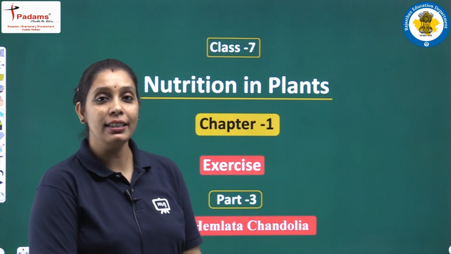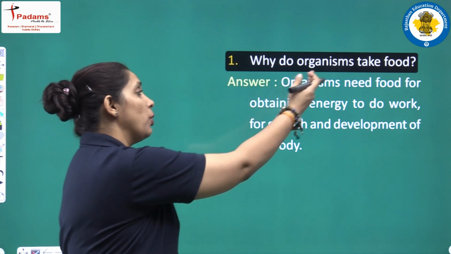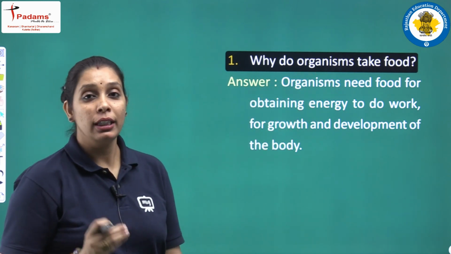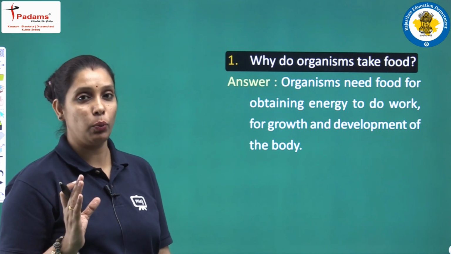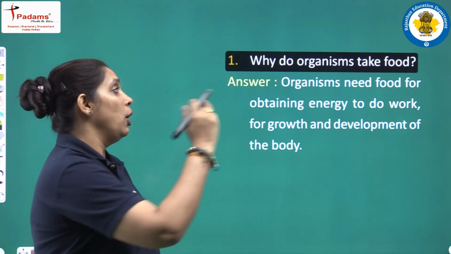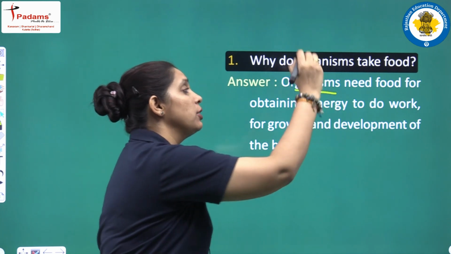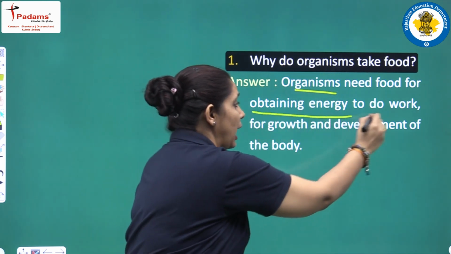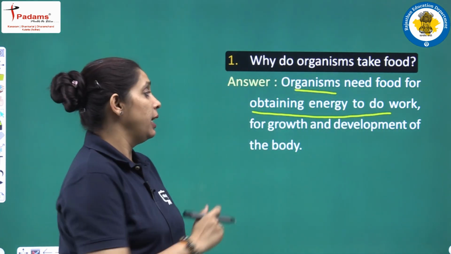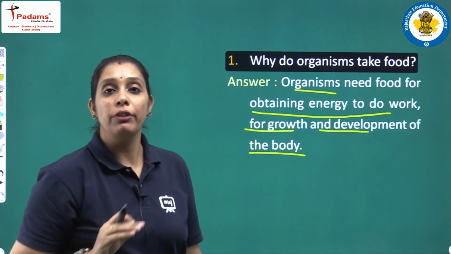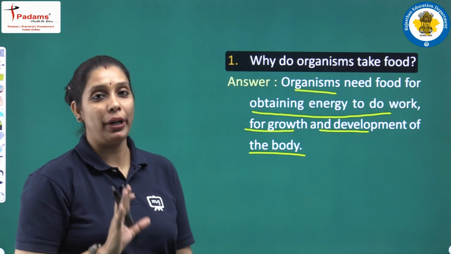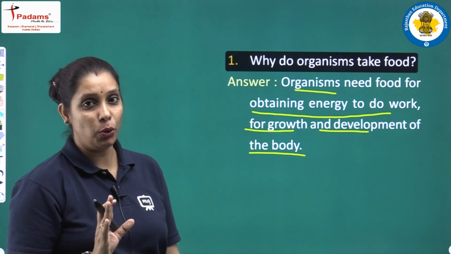Question number 1 is, why do organisms take food? Very simple question, so the answer should be in simple language and point to point. Organisms need food for obtaining energy to do work and for the growth and development of the body. We have to write point to point. Let's discuss the second question of this chapter.